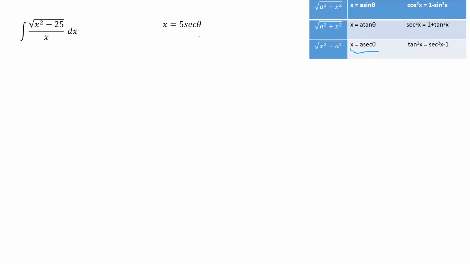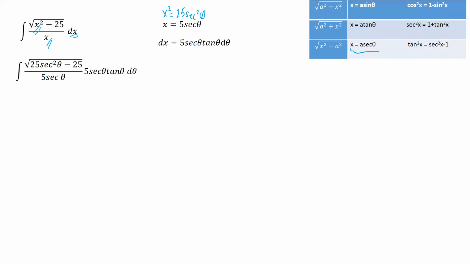Derivative of both sides. Derivative of x. Derivative of secant is secant tangent. What would x squared equal in this situation? 25 secant squared theta. Okay, so let's substitute. We have to substitute an x squared, and we have to substitute an x and a dx. So x squared, 25 secant squared, minus 25. The denominator, 5 secant, and then dx was 5 secant theta tan theta.